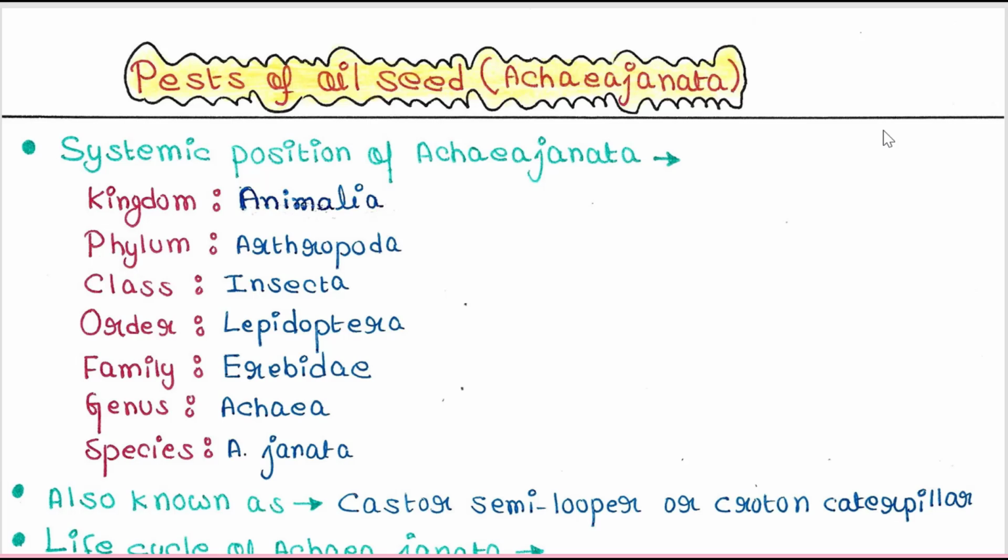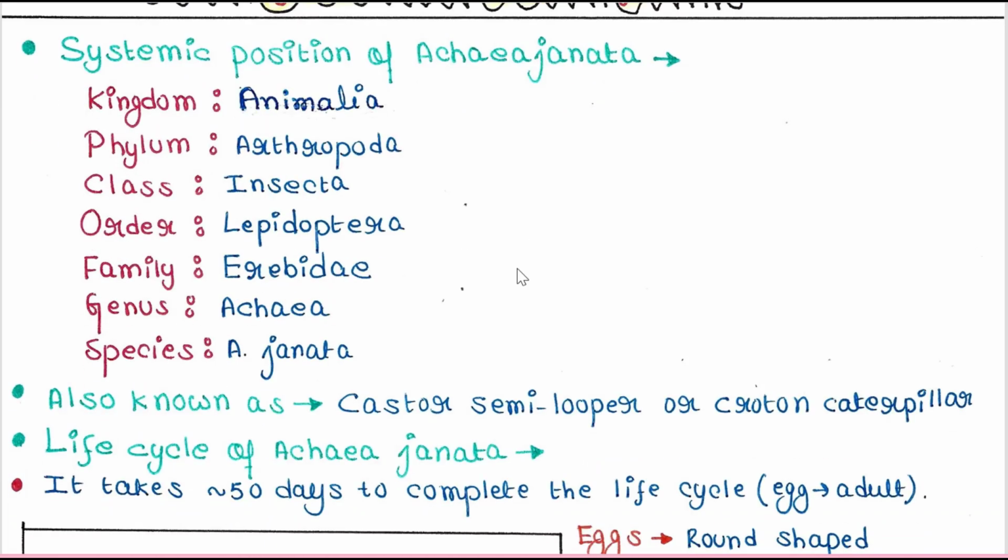So first I will tell about the systemic position of this insect. The kingdom is Animalia, phylum Arthropoda, class Insecta, order Lepidoptera, family Erebidae, genus Achaea and species janata. And they attack oilseed plants. So it is also known as castor semilooper or croton caterpillar.